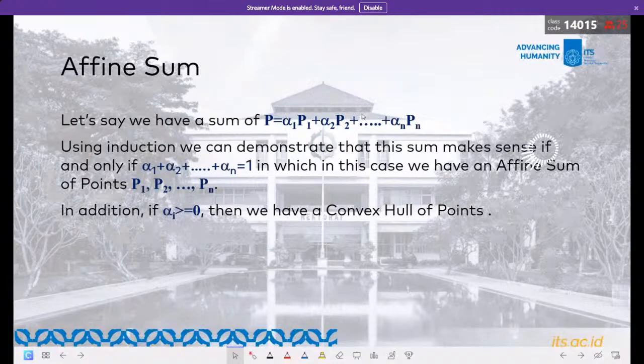Dan ini yang juga akhirnya dimanfaatkan oleh triangles, kemudian triangle strip sama triangle fan, konsep yang sama. Jadi proses rasterization yang ada di graphic shaders itu memanfaatkan konsep affine sum ini. Dan ini baru make sense kalau ini di total itu nggak boleh lebih dari 1 dan harus lebih dari 0. Jadi nggak boleh ini ada yang negatif juga.